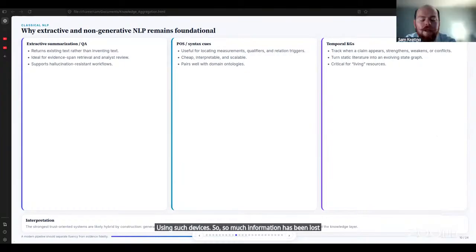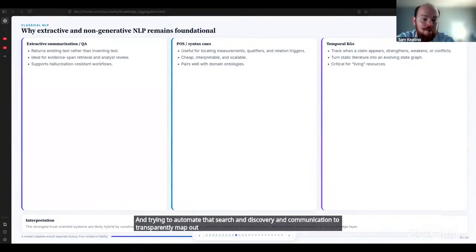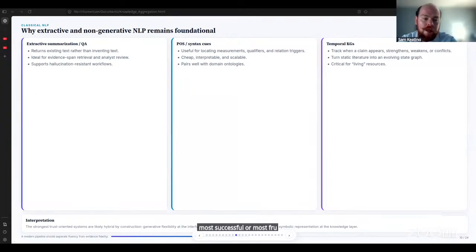So much. Yeah, and a big interest I've taken is in the biomedical research meta-science of figuring out what is progress, what makes the most effective, time efficient, or money efficient effort, and what are the best outcomes. When do we lose touch with what used to be the cutting edge that we just don't even entertain anymore? And trying to automate that search and discovery and communication to transparently map out the best path forward, the most productive, most successful, most fruitful way to approach science.